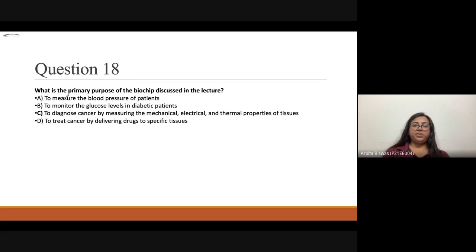What is the primary purpose of the biochip discussed in the lecture? To measure the blood pressure of the patient, to monitor the glucose level in diabetic patients, to diagnose cancer by measuring the mechanical, electrical, and thermal properties of the tissue. And the fourth option is to treat cancer by delivering the drug to the specific tissue. So please take your time, but at least try to give the answer.